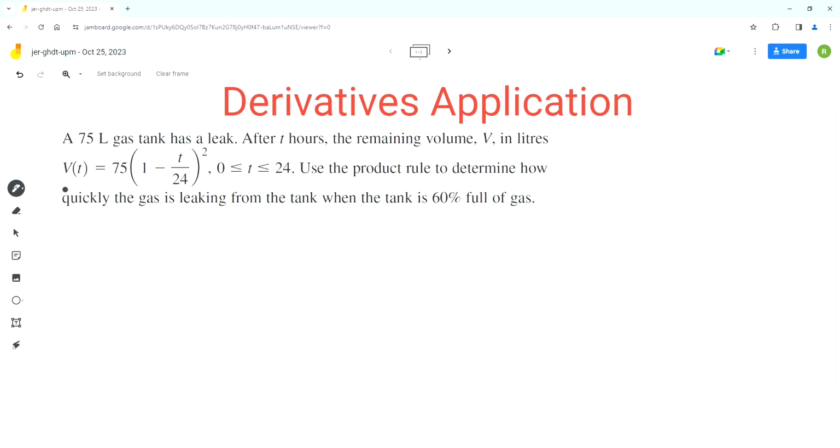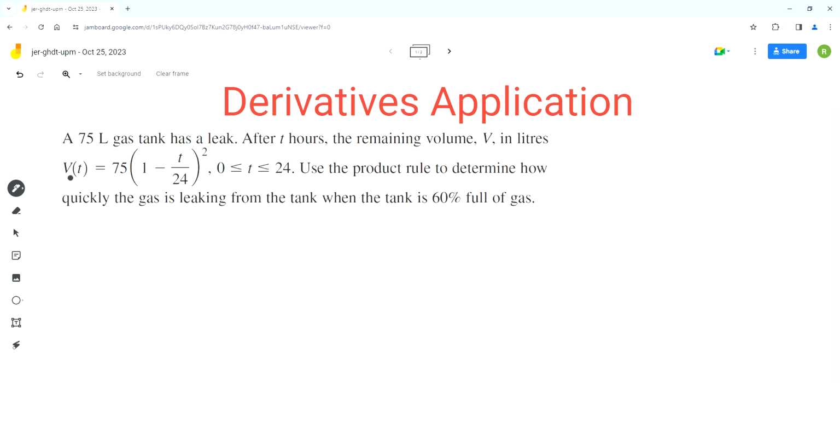Now this function V of T is made up of a constant 75 times (1 minus T over 24) squared. So for the derivative of this function, we don't have to use the product rule because this function is not made up of two functions, because the first term is just a constant. So we can also use just the power rule to find the derivative of this function V.